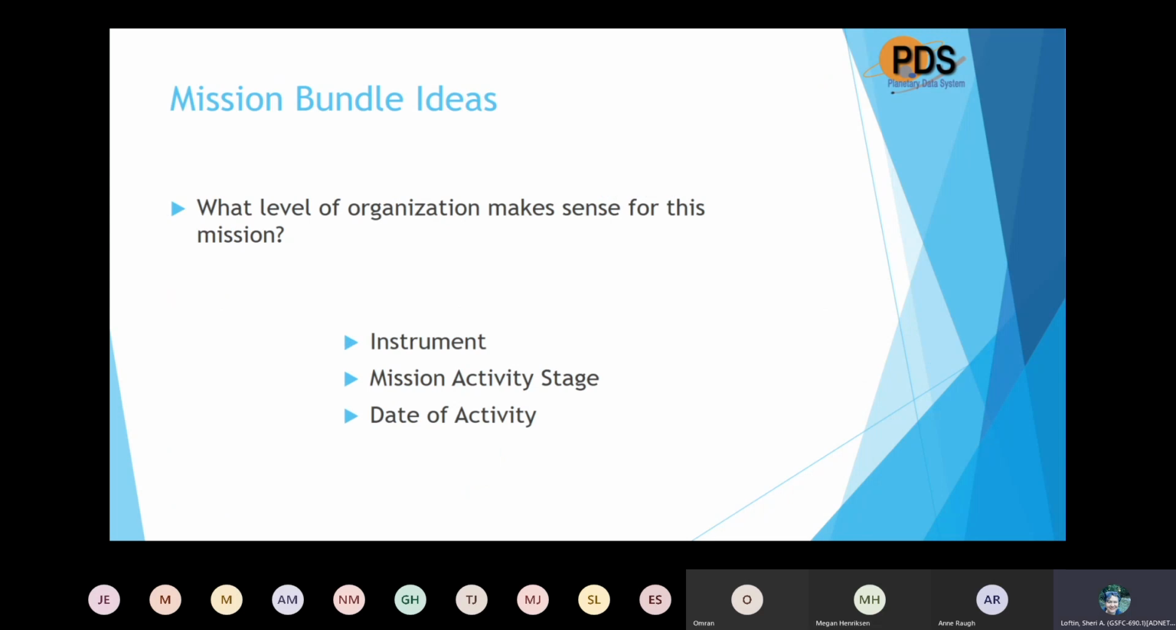So again, what level of organization makes sense for your mission? You get instrument, activity, stage of the mission, the dates of activity. You could organize it any way that makes sense for your project. What are you studying and how would it make sense? Remember, OSIRIS-REx had their instrument bundles and a mission general bundle. So you can actually have a couple of overarching organization schemes. You can do it a couple of different ways. Like if you wanted to do it by orbit also, you could do it by orbit, or you can save that for files within your collections. It's up to you.